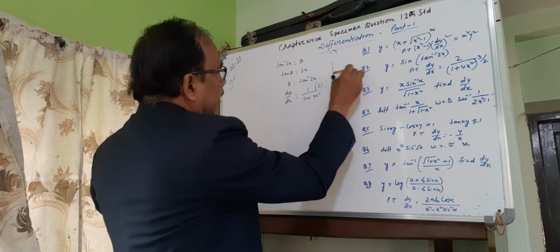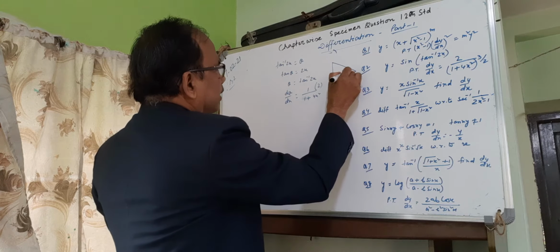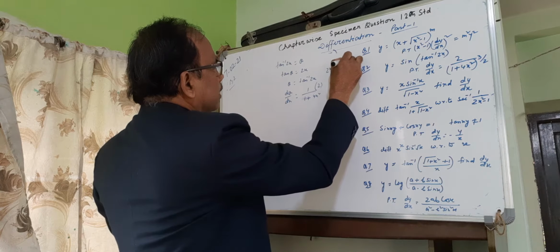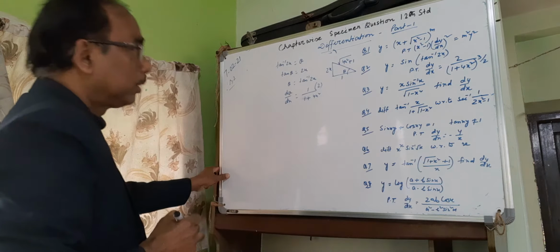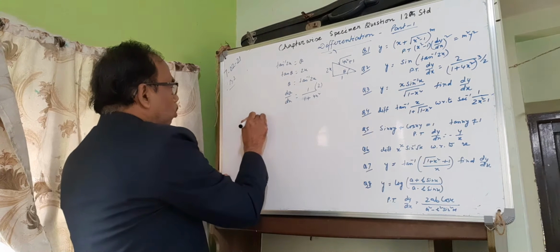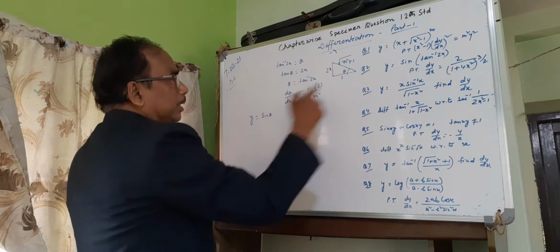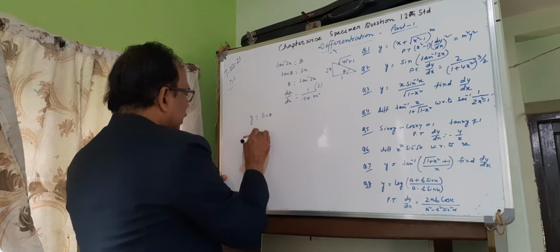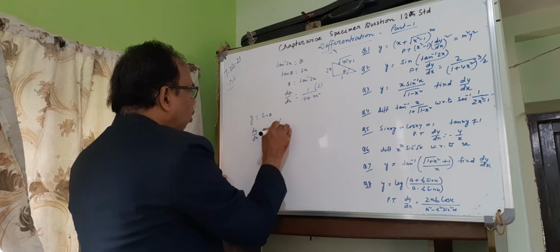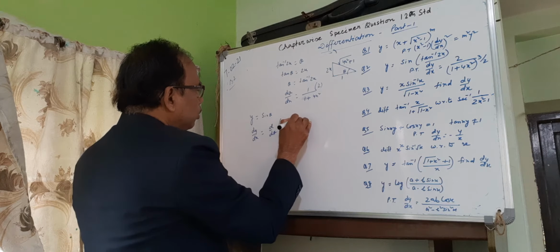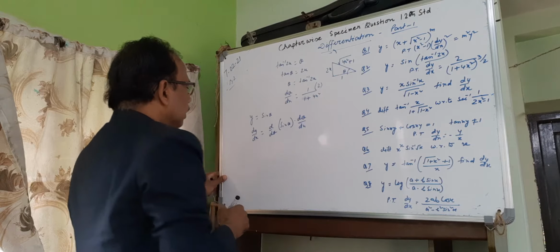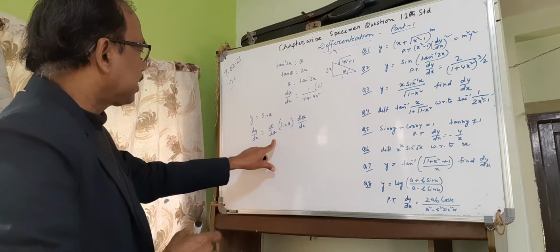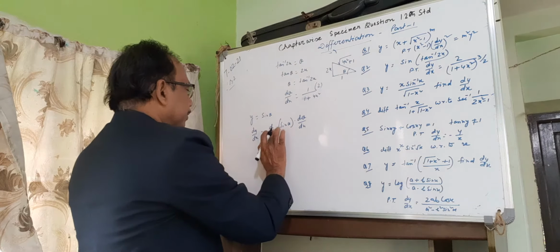Now taking the triangle method, tan theta is perpendicular over base, so the hypotenuse will be root over of 4x square plus 1. Now y equals to sine theta, as we took tan inverse 2x as theta. Then dy by dx equals to d by d theta of sine theta into d theta by dx. We have to differentiate with respect to x.